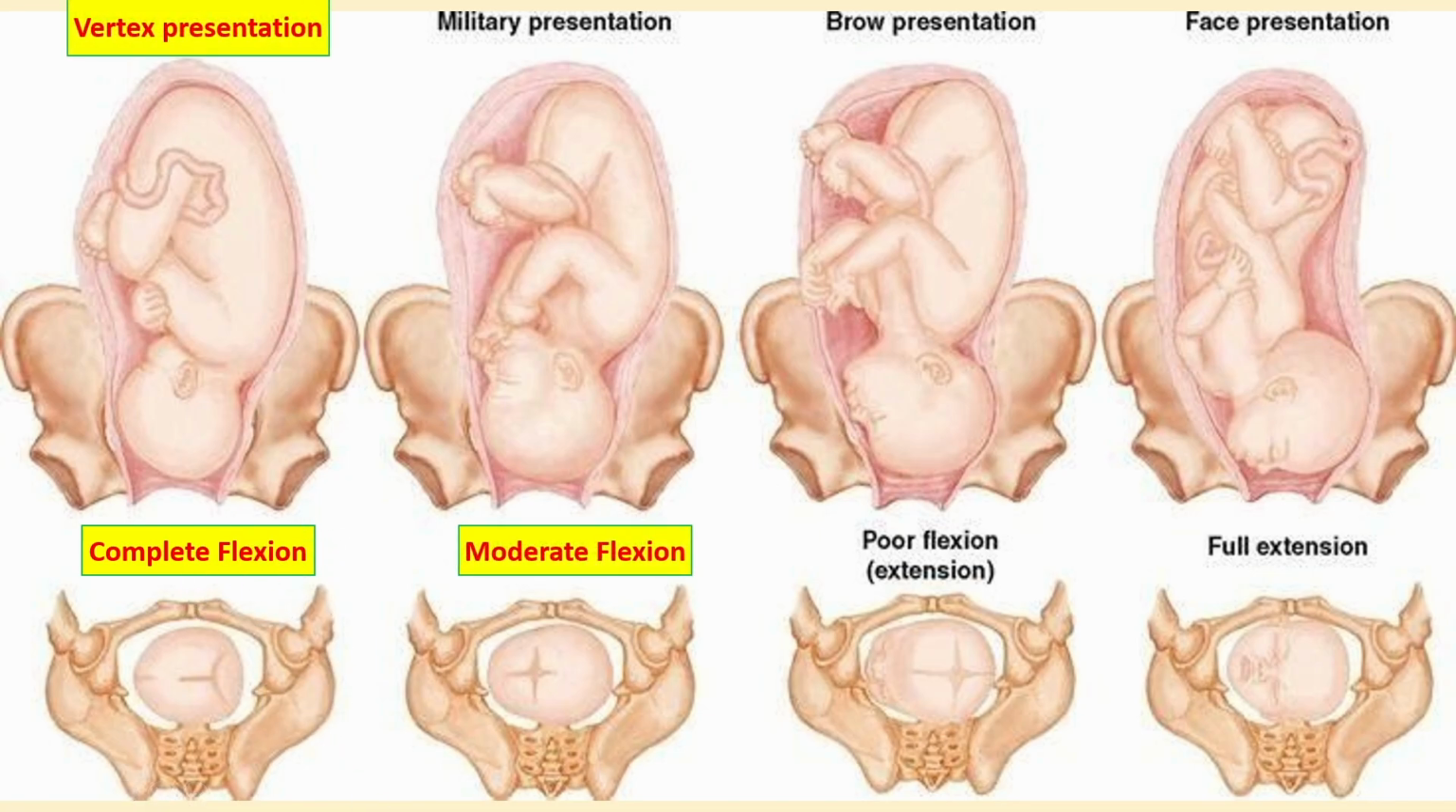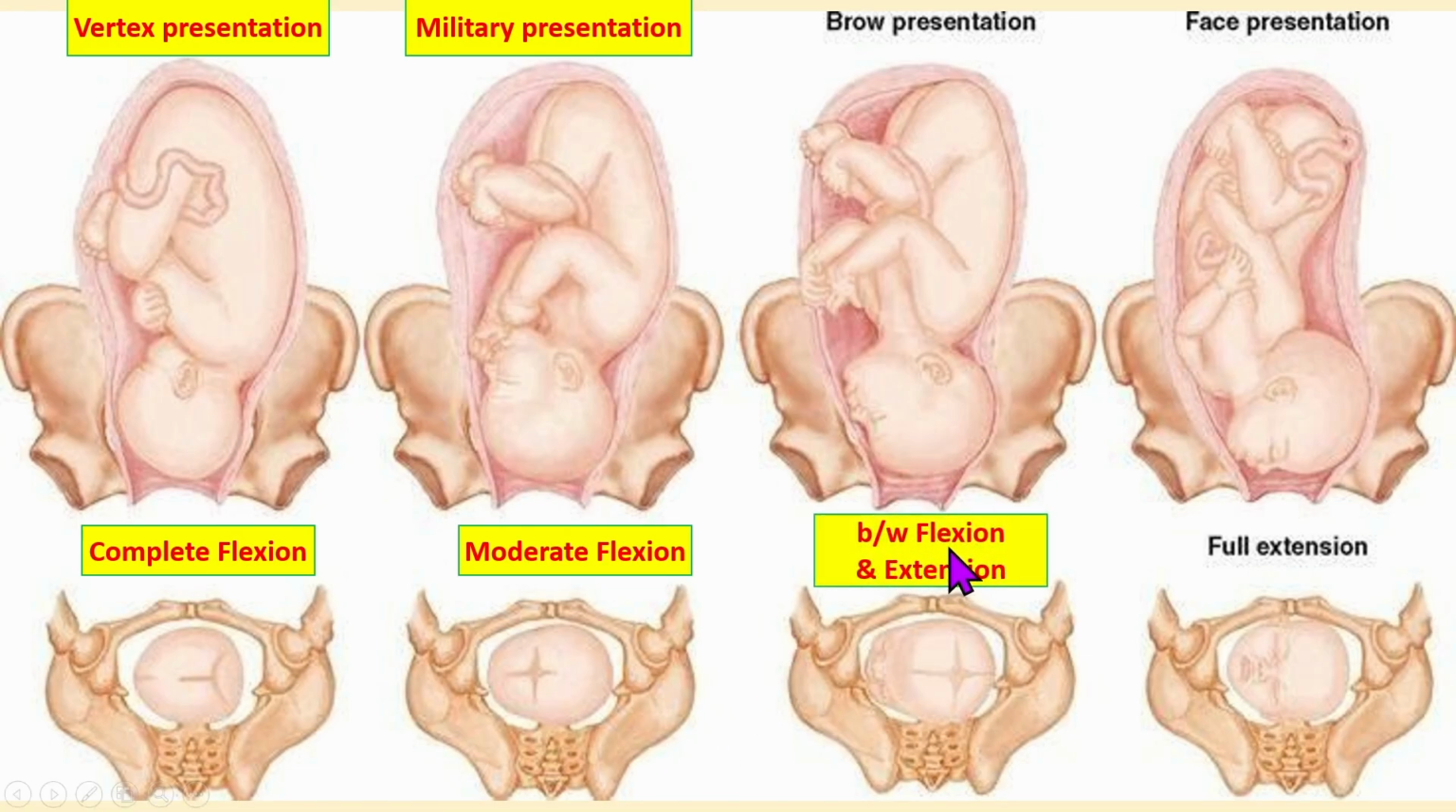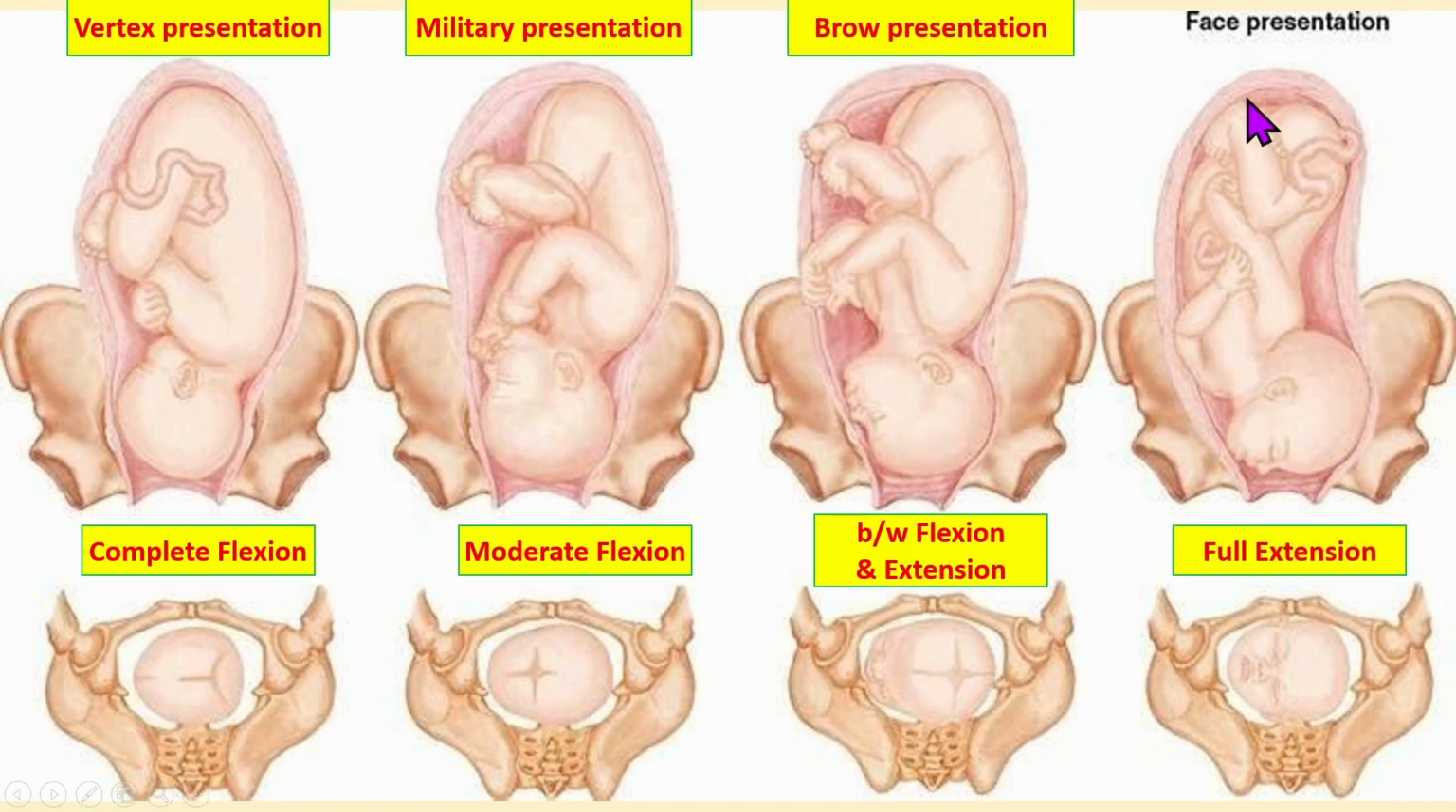While the moderate flexion you will see in the military presentation. In the brow presentation there is midway, between the flexion and the extension. So some body parts are flexed, some are extended. While in the face presentation, there is a full extension. So you can see head is extended, limbs are flexed. So this is during the face presentation. Okay, so this shows the attitude. Attitude means whether they are flexed or extended.